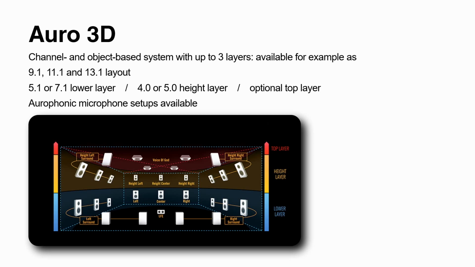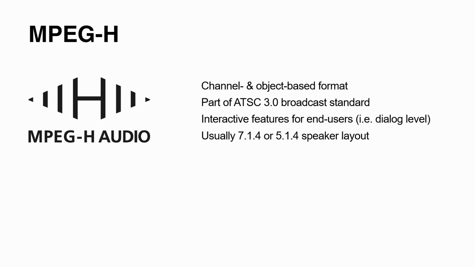Let's have a look at MPEG-H. MPEG-H is a channel-based and object-based format, so either or in any kind of combination. As we already mentioned, it is part of a broadcast standard of the ATSC 3.0. And what's interesting here is that there are interactive features available for end users, for example, at the dialogue level. So if somebody at home is not understanding the dialogue correctly, if an MPEG-H soundtrack is provided, we can dial in the volume of the dialogue track, for instance.